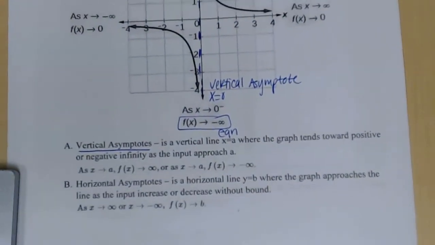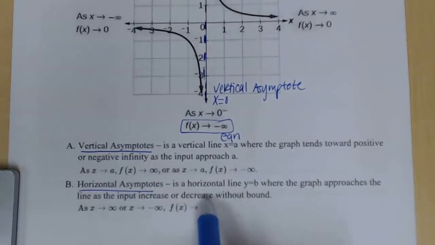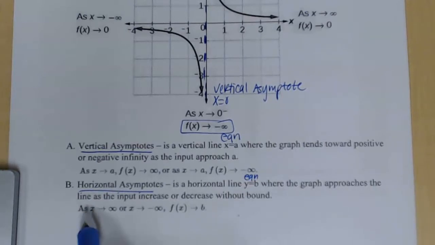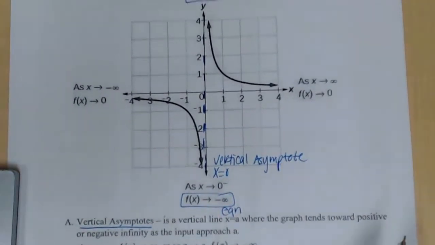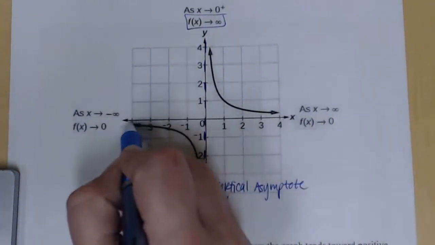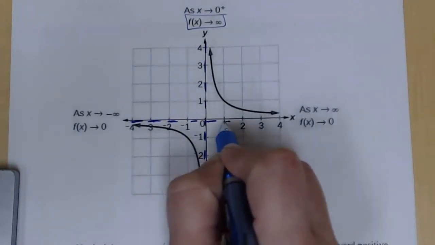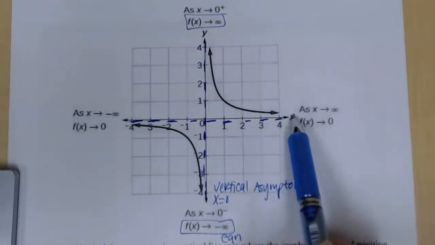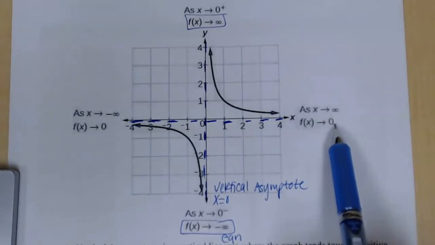The other new word is horizontal asymptote, and it is a horizontal line, y equals b, again that's the equation of that line, where the graph approaches the line as the input increases or decreases without bound. So nothing new, looking at our end behavior as x approaches infinity or x approaches negative infinity. Instead of looking at the end behavior going to infinities like we did in previous sections, it's now approaching some kind of value. Again, in the previous example, there's this imaginary boundary line that it looks like it will never touch. And we can see as x is going off to positive infinity, it's getting closer and closer to 0, but it's never going to get there.